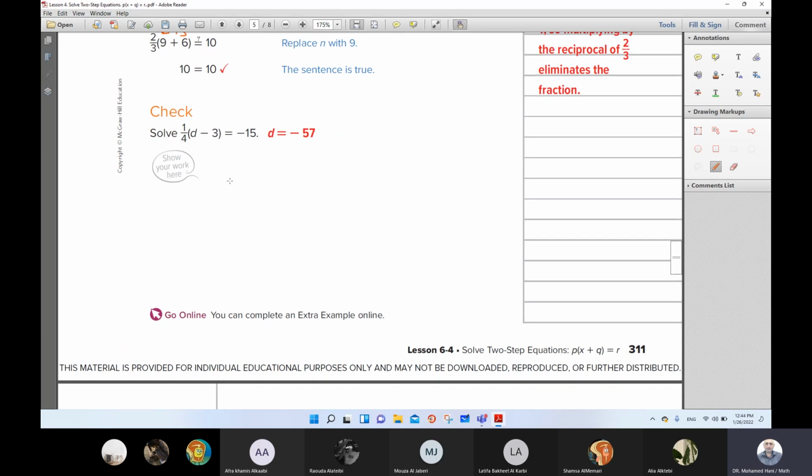In this example, we want to solve this equation. 1 over 4 multiplied by parentheses d minus 3 equal negative 15. So try to remove the fraction here. To remove the fraction, multiply this fraction by the reciprocal of this fraction. What is the reciprocal of 1 over 4? It will be 4. And 1 over 4 times 4 will be 1. So multiply the two sides by 4.